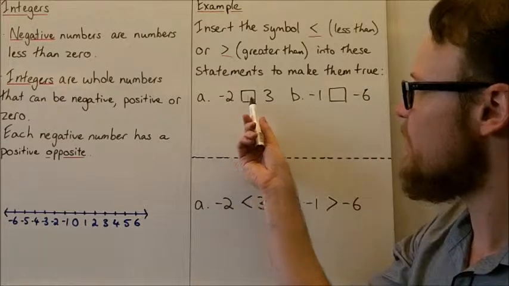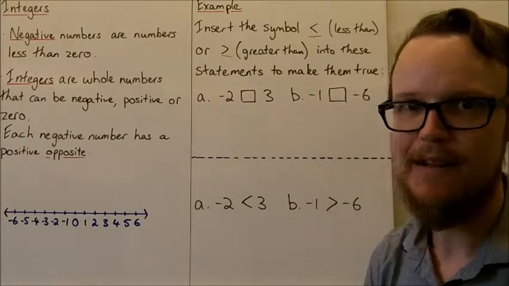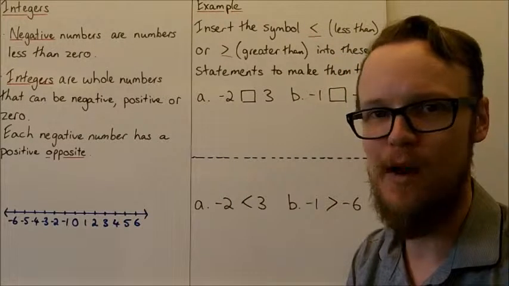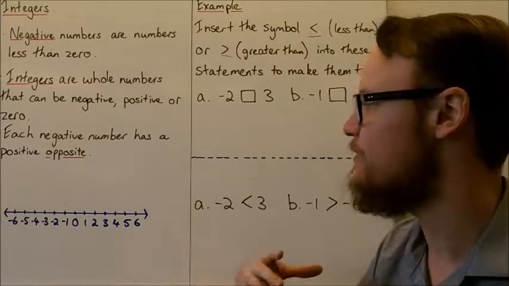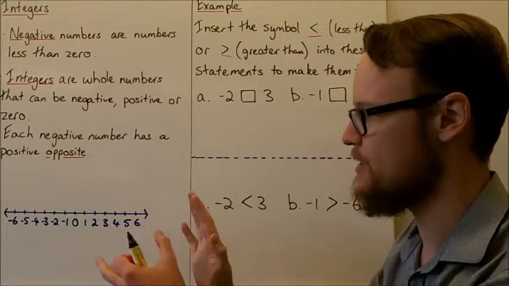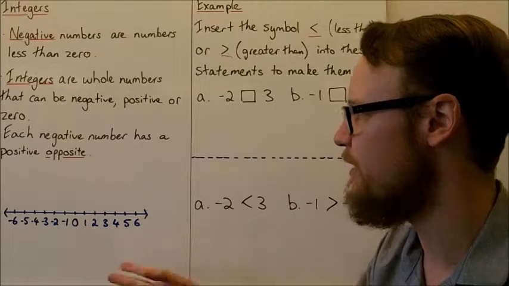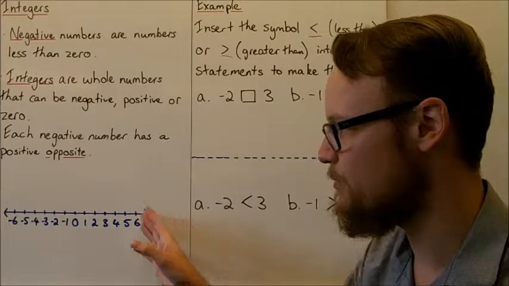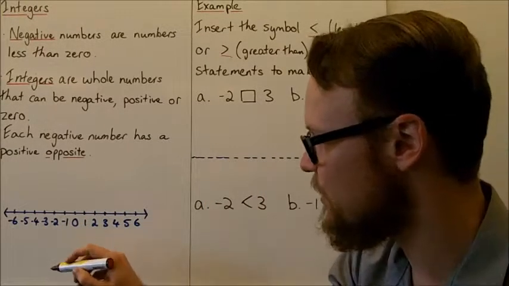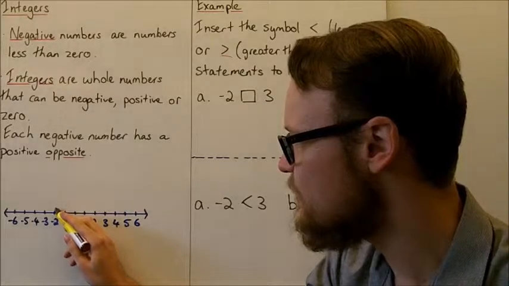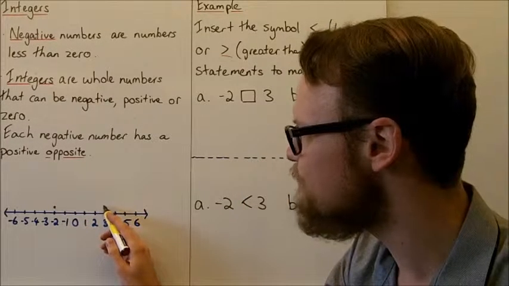For the first one, if we're looking at comparing -2 and 3, we can have a look at them on our number line. The number line is a really helpful way for us to look at adding negative numbers, or adding, subtracting, and looking at the relationship between different numbers, comparing them. It can be really helpful to look at it visually. So if we find -2 on our number line, which is here, we can look and see where 3 is.